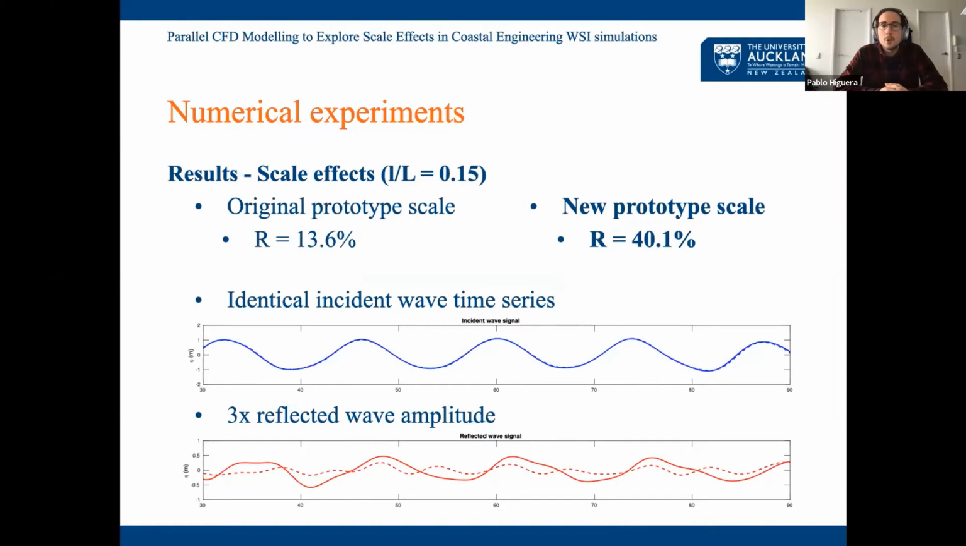Previously we were obtaining 13.6% reflection coefficient, whereas now with a larger number of cells, or high resolution, we get 40% reflection. That means that our structure is reflecting 3 times more than we were expecting, meaning that if you test this structure in the lab, you may expect 13% reflection. Suddenly you build it in real life and you're up to 40%, which is probably not what you want to prevent your vessels from rolling.